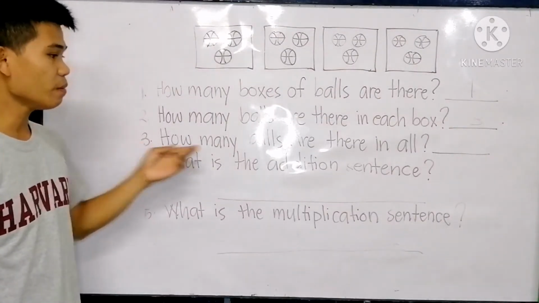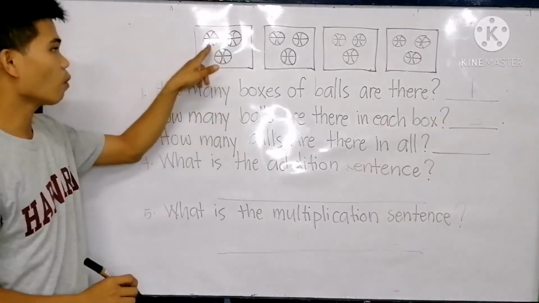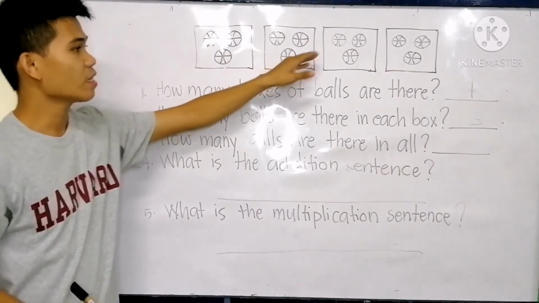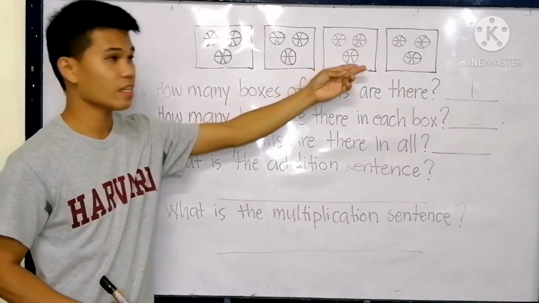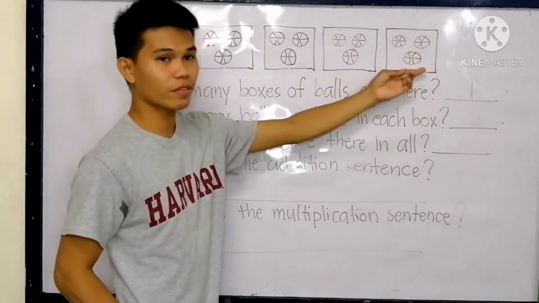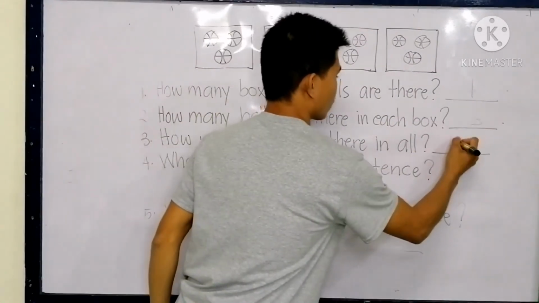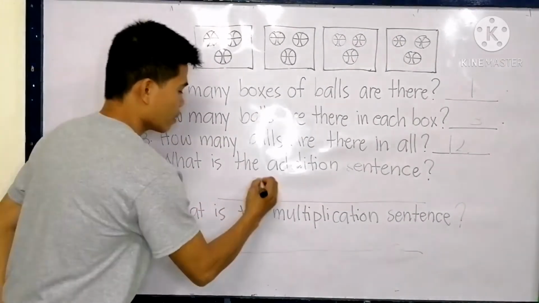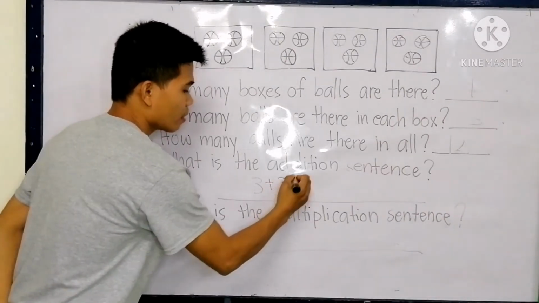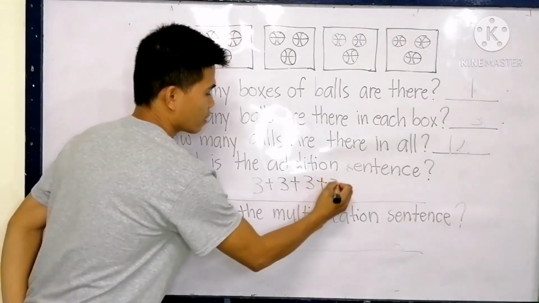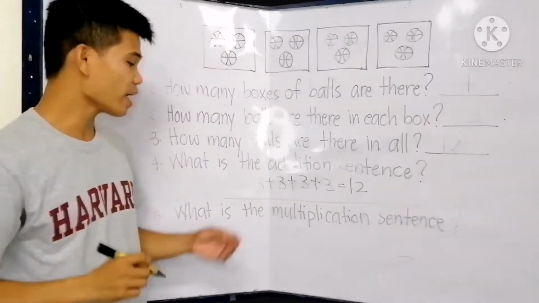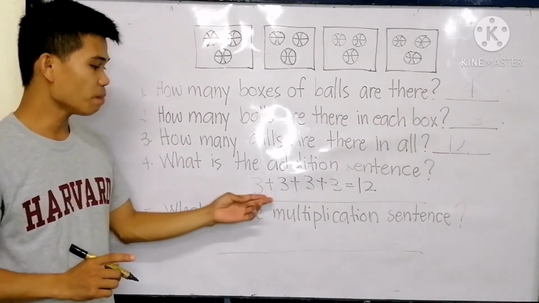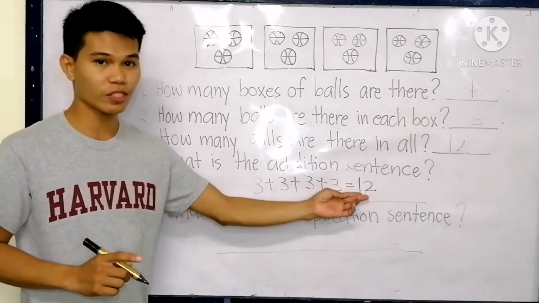Number 3. How many balls are there in all? Let's count: 1, 2, 3, 4, 5, 6, 7, 8, 9, 10, 11, 12. So there are 12 balls. Now, what is the addition sentence? We write this as 3 plus 3 plus 3 plus 3 is equal to 12. We write 4 3's because there are 4 boxes.